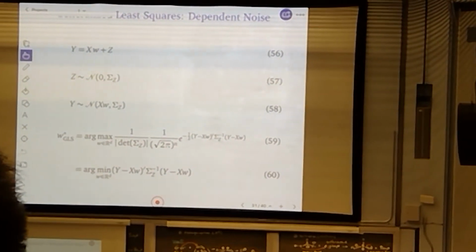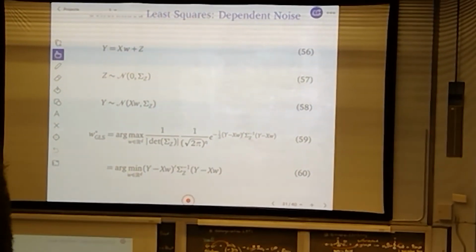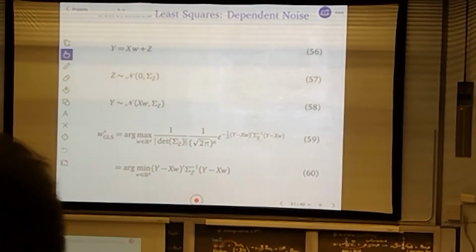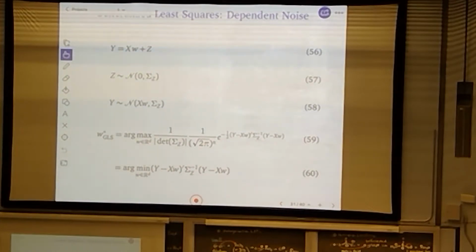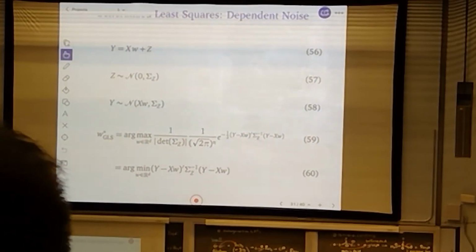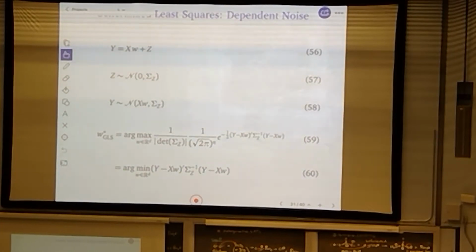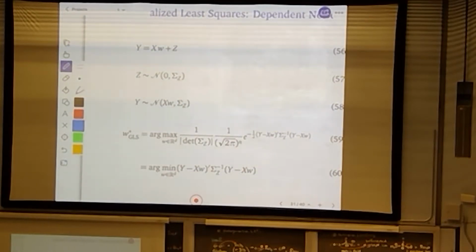Now we handle dependent noise. We have a noise model. How do we derive it? When we have least squares, we are talking about IID noise. When the noise is independent but individual, we have weighted least squares. When the noise is dependent, it's generic. We call it generalized least squares. So essentially, the noise model is X weighted by W plus Z. Z is now generic. The covariance matrix is any Sigma Z.